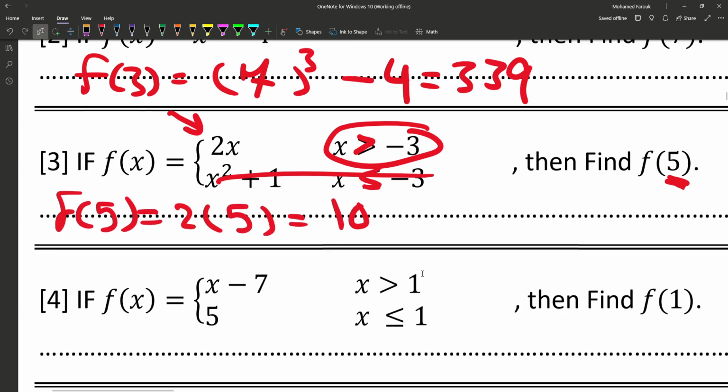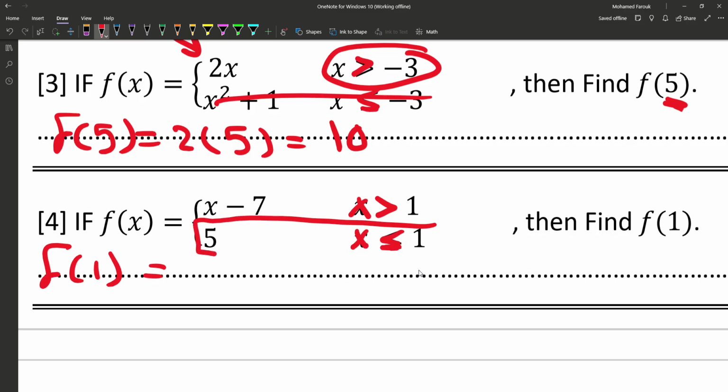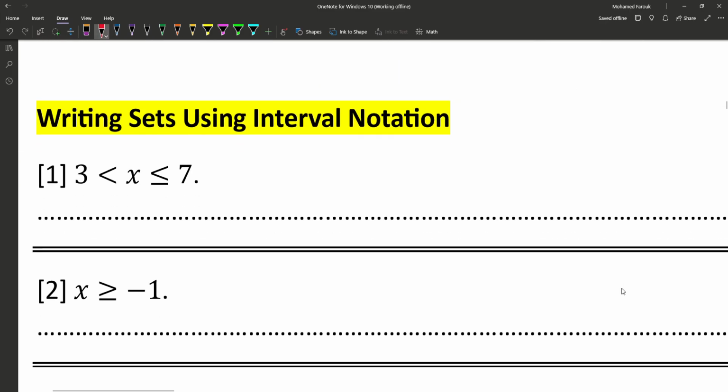Okay, next one is the same. You need to get f of 1. At first, decide where 1 is in your piecewise function. These numbers are bigger than 1, and these numbers are smaller than or equal to 1. So I'll plug in my number in this part. Actually, this part is a constant function, so it will be the same on all of its domain, so it will be 5.